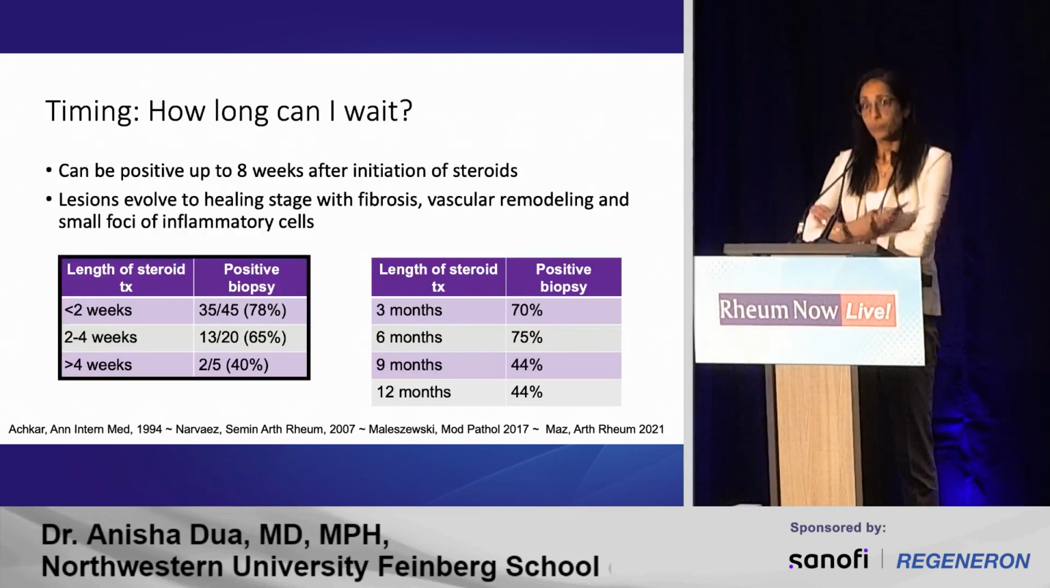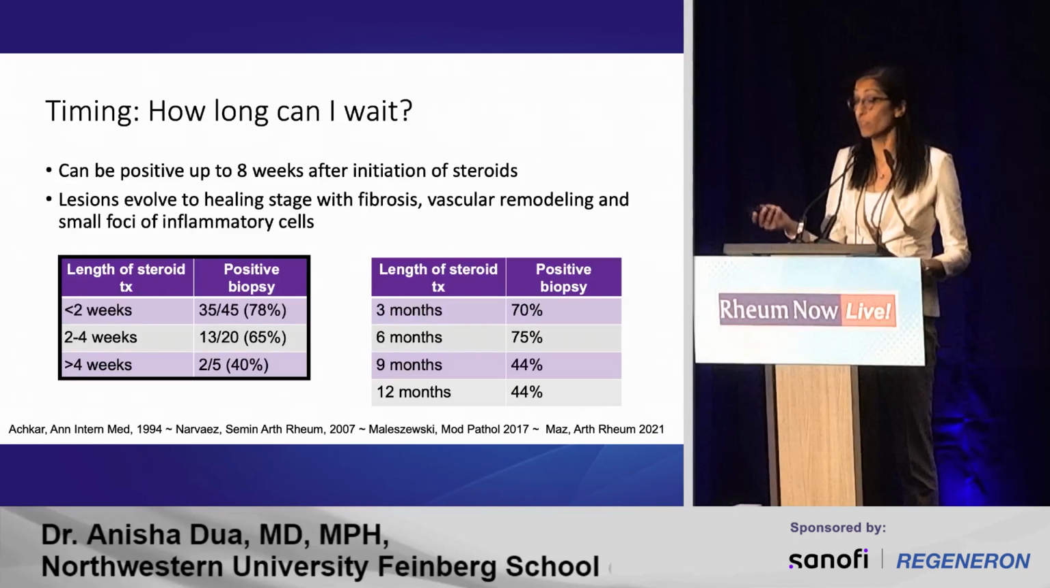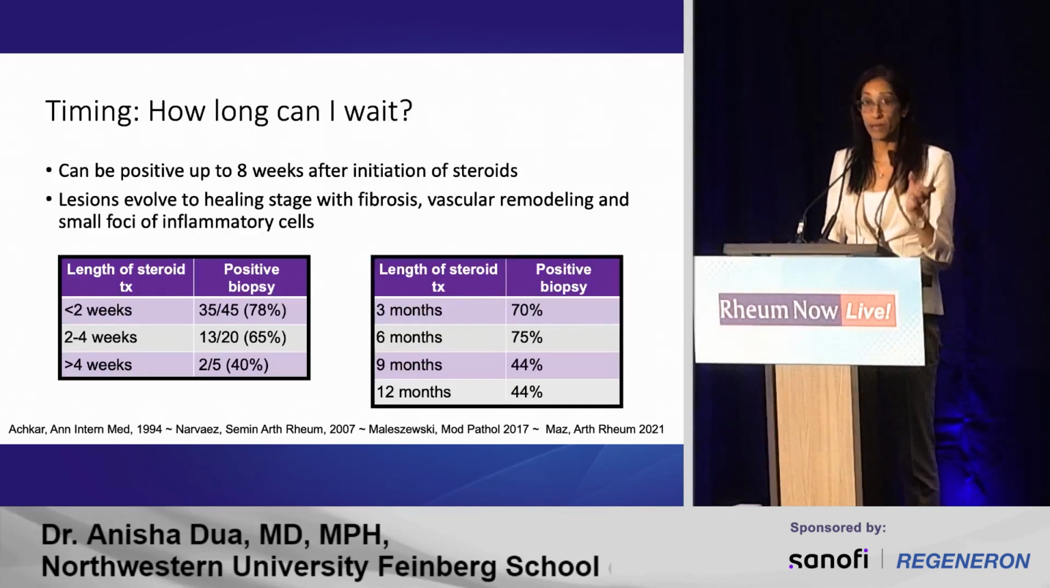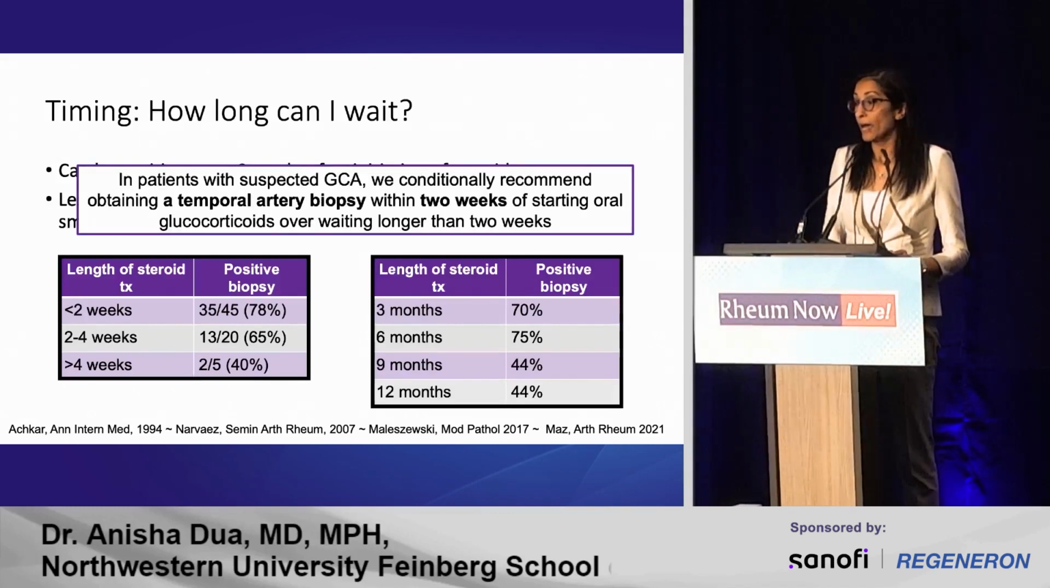This was an older study that basically showed that you have the best yield if you do the biopsy in the first 2 weeks, but you still do have positive yield even if you wait for more than a month. And this was an interesting one where they had biopsy-proven GCA, and they re-biopsied those patients at variable time points and saw that even at a year, close to half of these patients still had positive biopsies. So ideally, you would get it done within 2 weeks of starting the oral glucocorticoids over waiting longer, but if you have high suspicion, you should just get a biopsy when you can get it.